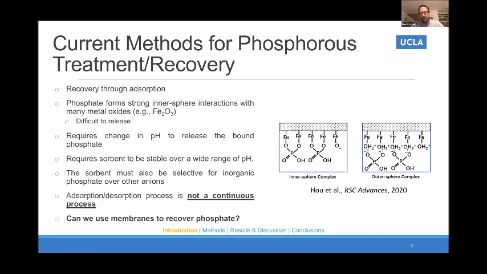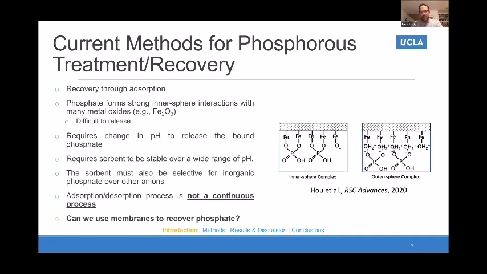If the phosphorus forms inner sphere complexes like here on the left, you actually have to maybe even dissolve the particles in order to release them. It's very difficult to actually reuse that phosphorus. The other big problem is this is not a continuous process. So these adsorption processes, you typically have some sort of fixed bed reactor, and eventually you have to replace the sorbent with another material.